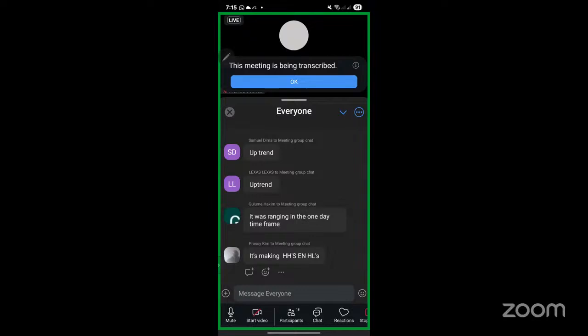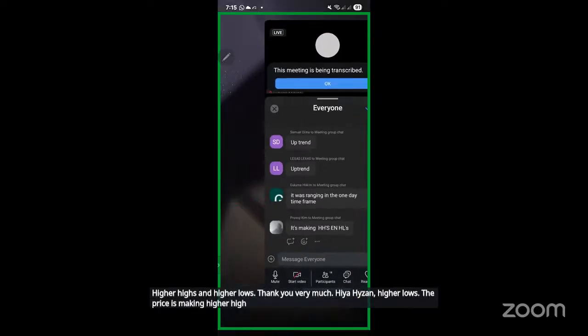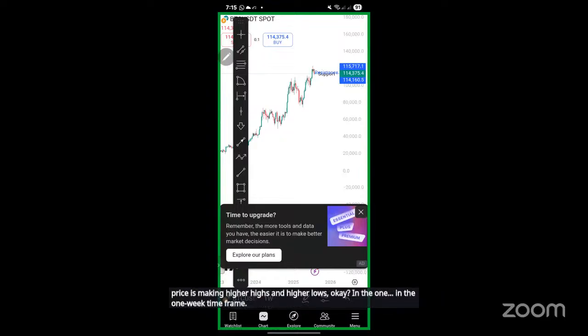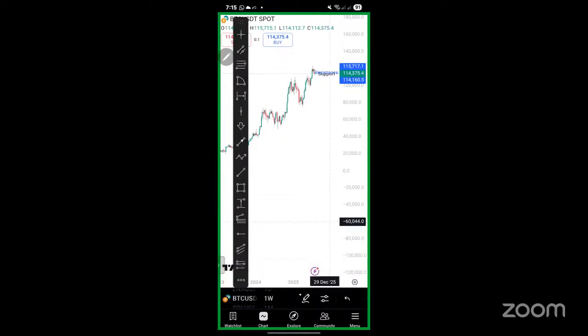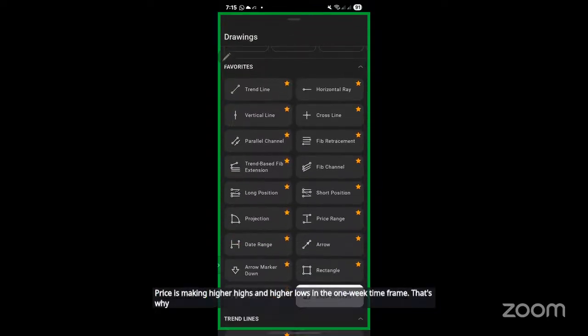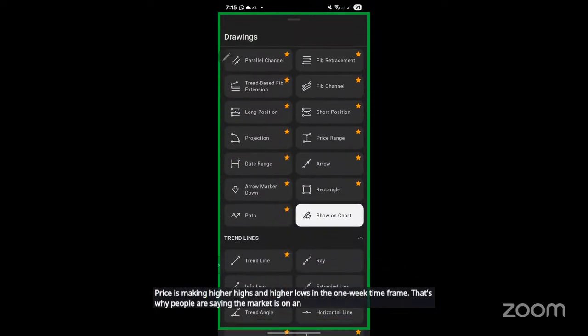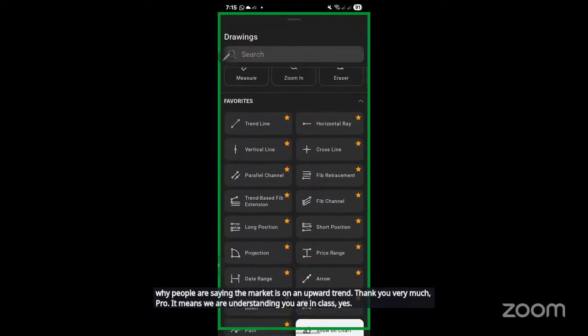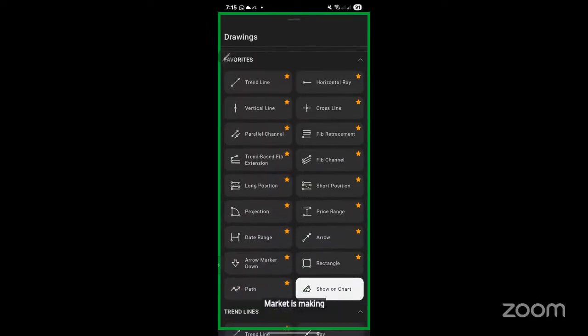Higher highs and higher lows. Thank you very much. The price is making higher highs and higher lows in the 1 week time frame. That's why people are saying the market is on an upward trend. Thank you very much. It means you are understanding. You are in class. Yes, the market is making higher highs and higher lows.